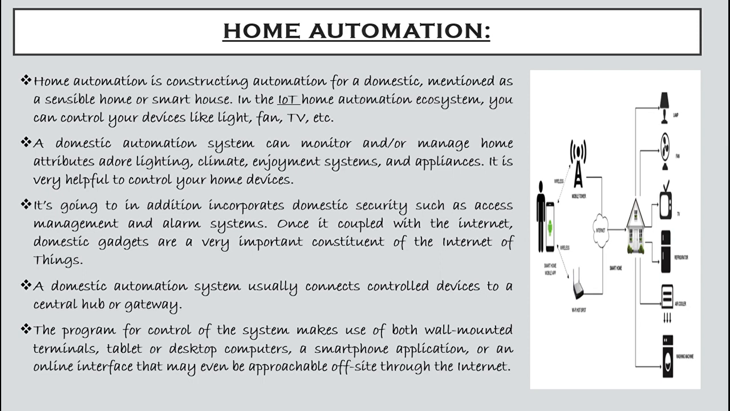Once it is coupled with the internet, the home gains a very important place in the life of a person through the Internet of Things. A domestic system usually connects and controls the devices through a general hub or a gateway, which means the program can control the system, and terminals like tablets or desktop computers or an online interface may be accessible offsite through the internet.